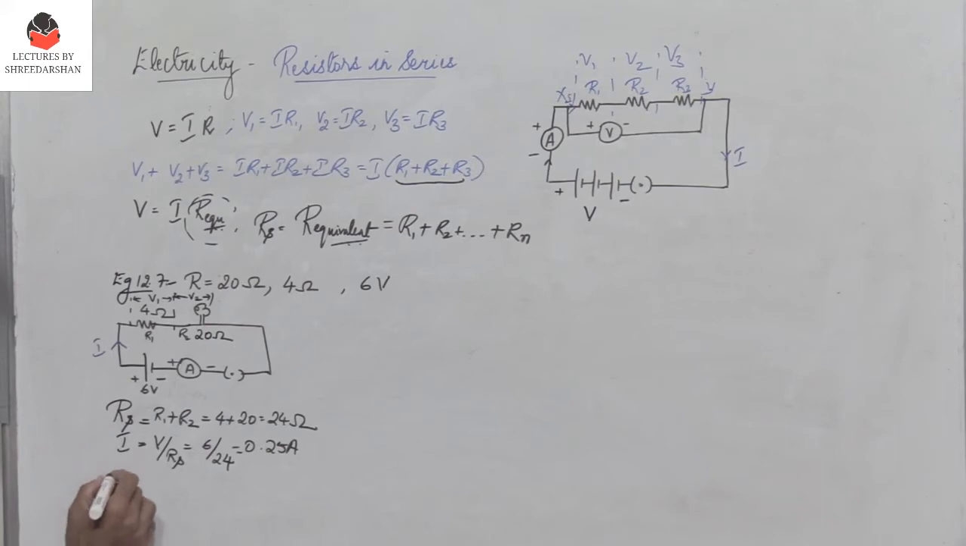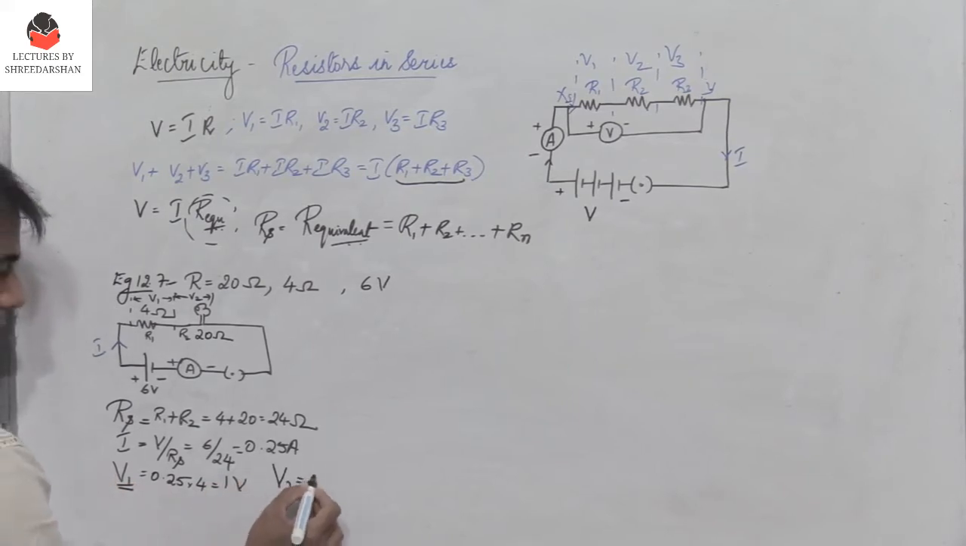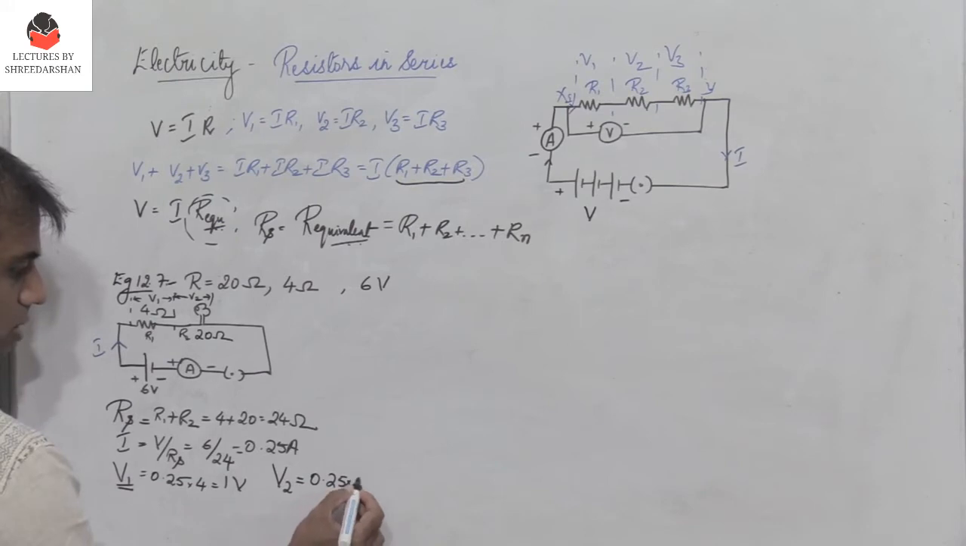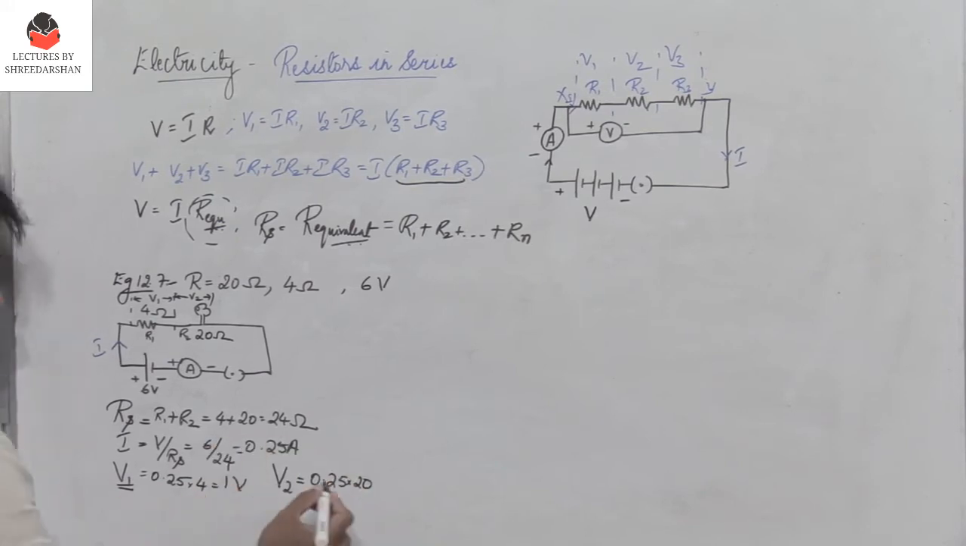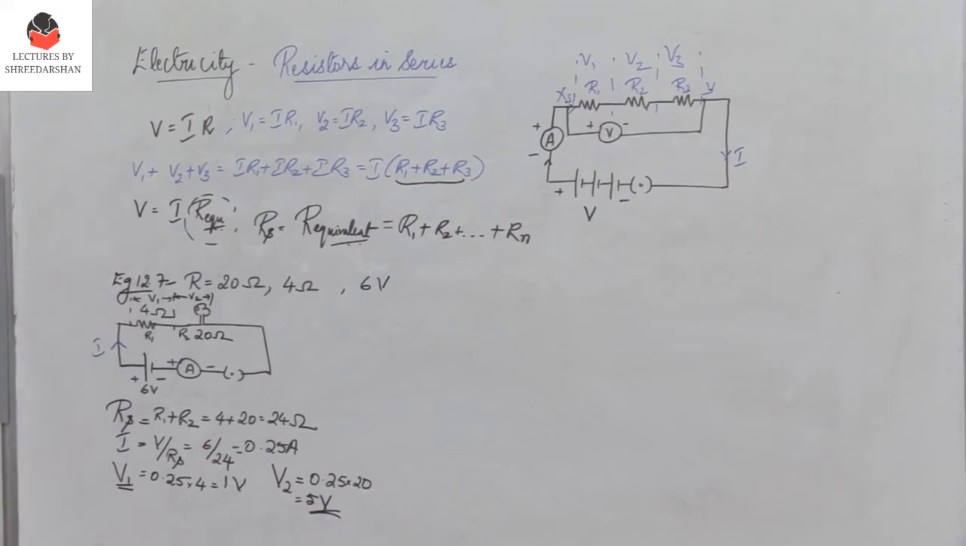So therefore V1 is across the conductor. V1 is nothing but 0.25, which is the current, into 4. So it is equal to 1 volt. So this is the voltage across the conductor. And what is the voltage across the lamp? It is 0.25 into 20. So I get the value as 5 volts. So this is example 12.7.